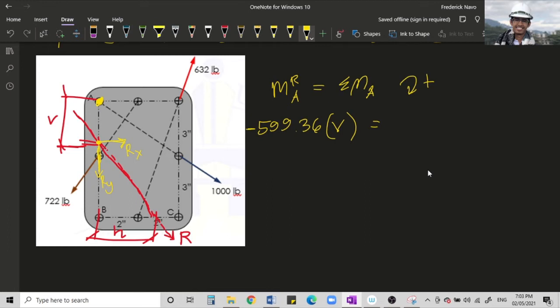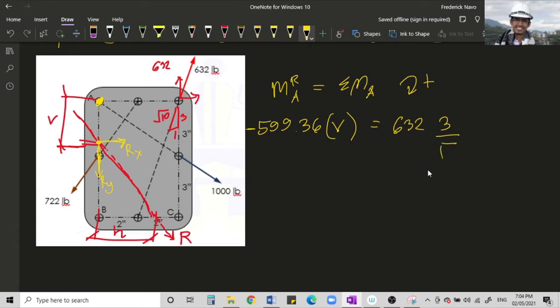About point A. Di ba, meron tayong horizontal X and Y component. So, ito lang yung mag-rotate. Okay? Yung 632. And yung slope natin, dito, this is 3 and 1. And this is square root of 10. Tama? So, yung mag-rotate lang dito will be yung 632 times yung slope niya, that is 3 over square root of 10. Yung X component ng 632.